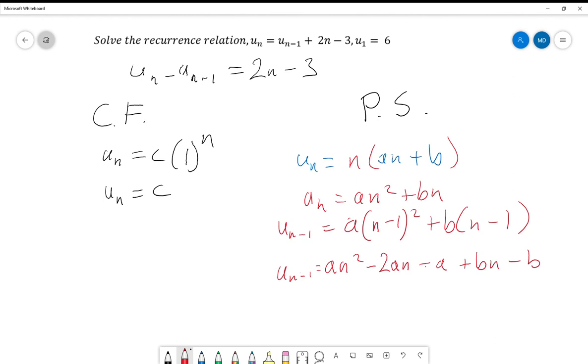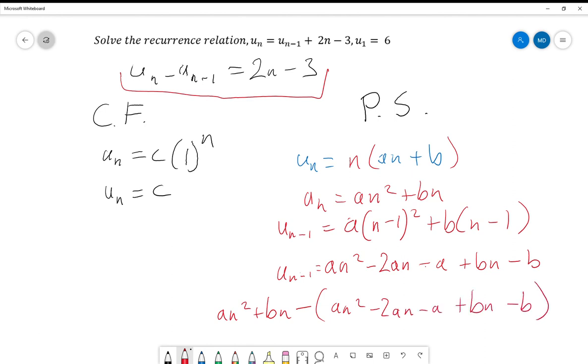Now, what we want to do is substitute that all in. So we're going to substitute that into our original equation here. We're going to get an squared plus bn, subtract all of this, because we're substituting it all in, so an squared minus 2an plus a plus bn minus b. And we want that to equal 2n minus 3.